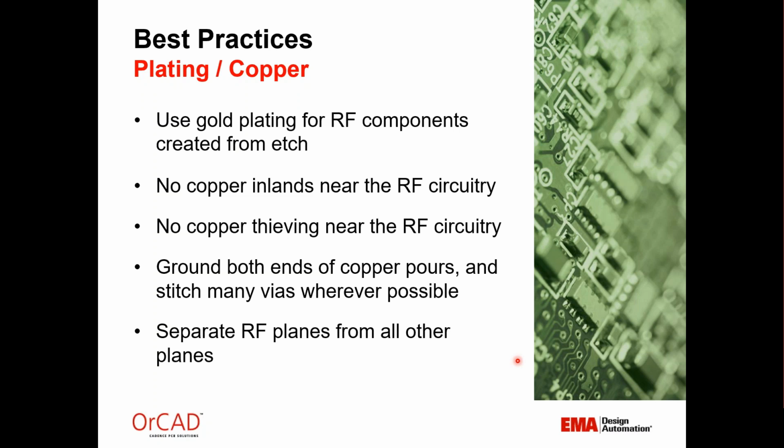Grounding both ends of the copper pours and stitching as many vias as possible should be a priority. Separating RF planes from all the other planes is also a priority. Solder mask removed from the RF traces. By having no solder mask where the RF fields are, that'll give you a better transmission. And if your boards are made by different fab houses, you get the most repeatable transmission from those boards by not having solder mask on top of your traces.